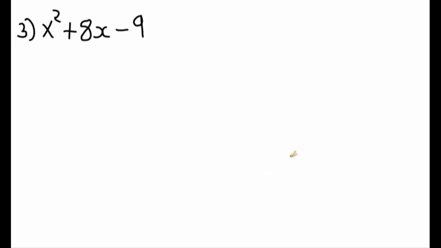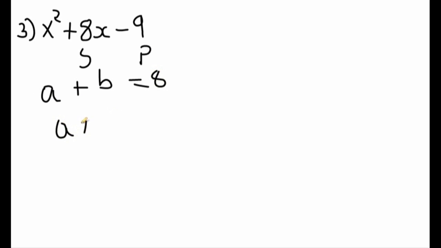Let's do this one the same way. This is the sum, and this is the product. So I'm trying to find two numbers such that the sum, a plus b, equals 8, and the product, a times b, equals 9. There is only one way to have 9 as a product with whole numbers: 1 times 9. This is the only way.